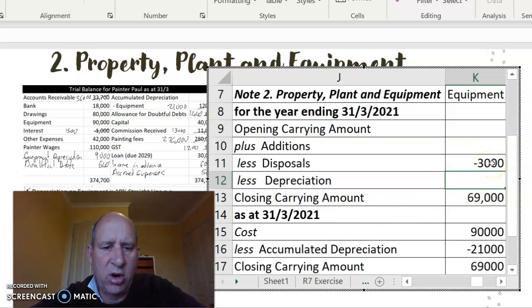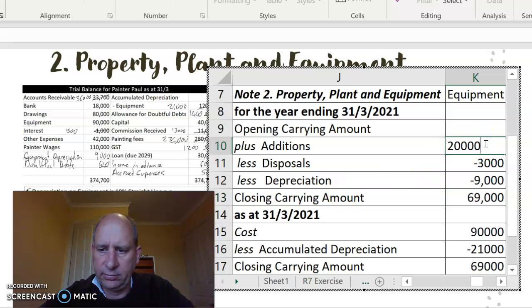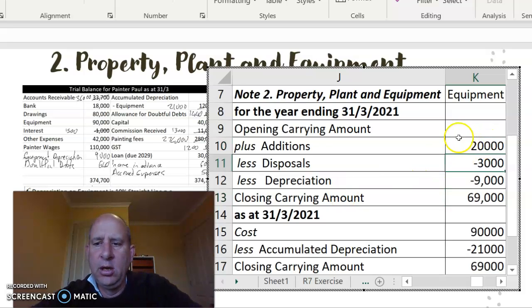The depreciation of equipment that year, we can find that in our trial balance. You've calculated that, 9,000. Because it's less, we'll write minus 9,000 there. And it tells us down here 20,000 was spent on new scaffolding. So that's going to be our addition. So we can work backwards. What you do have to know though is you have to know these parts. These are not going to be given to you in the exam.